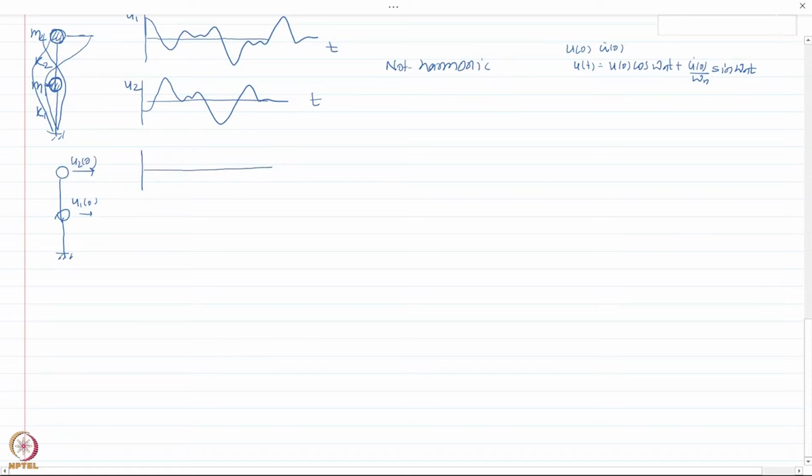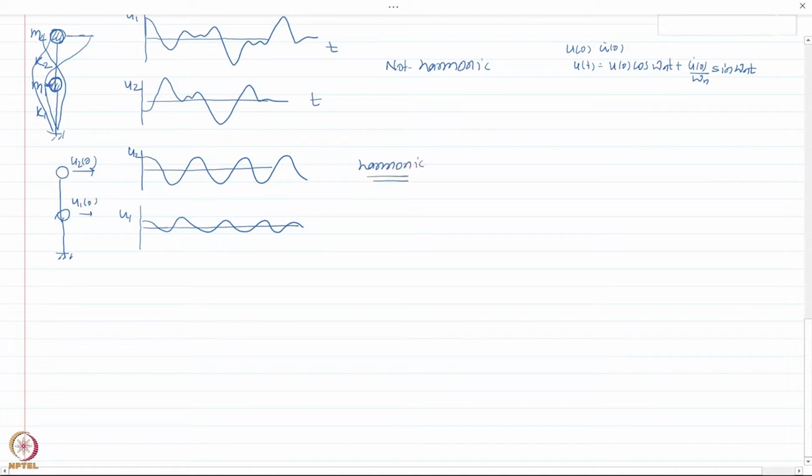So let me redraw it with initial displacement. This is going to be harmonic, and u1 is also going to be harmonic. So there exist a few combinations such that if the motion is initiated by providing those initial displacements to each degree of freedom, then the resulting motion of each degree of freedom is actually harmonic.